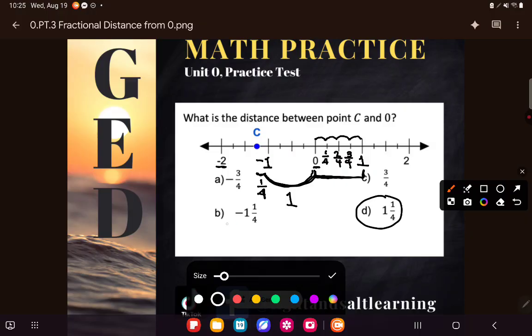Now you might say to me, Kate, but that's a negative point. How come you didn't choose -1 and 1/4? Well, that has to do with understanding what distance means. Distance is counting the space in between, not the value of this point. We're counting spaces. It doesn't make sense to have negative distance. We can't be less than 0 away from 0. So make sure that you remember that distance is always positive. Distance on a number line is always going to be a positive value. All right, hope that helps.